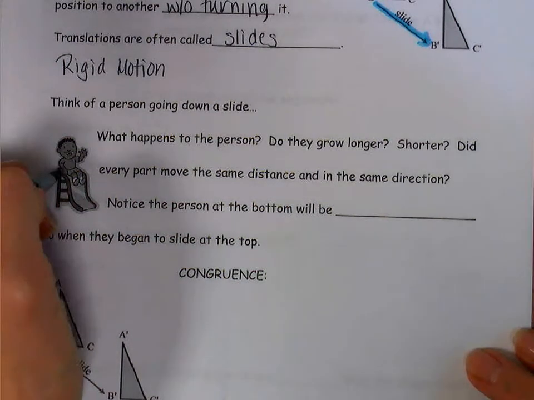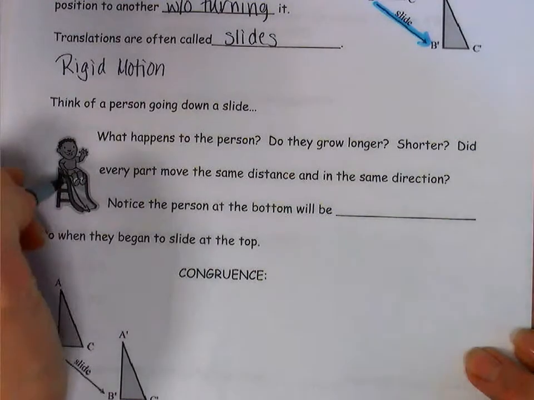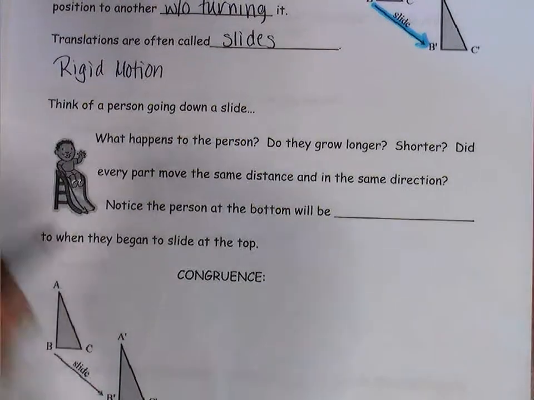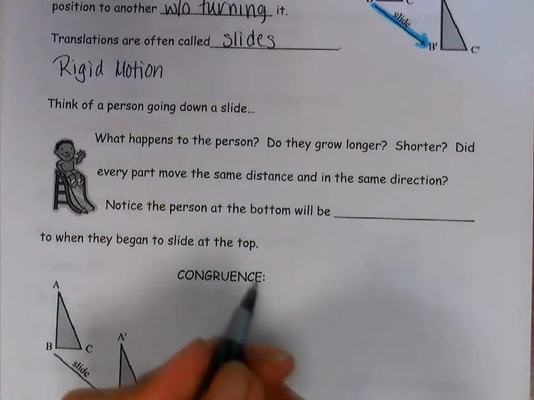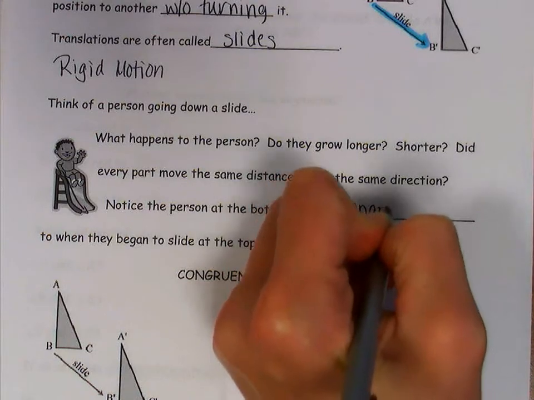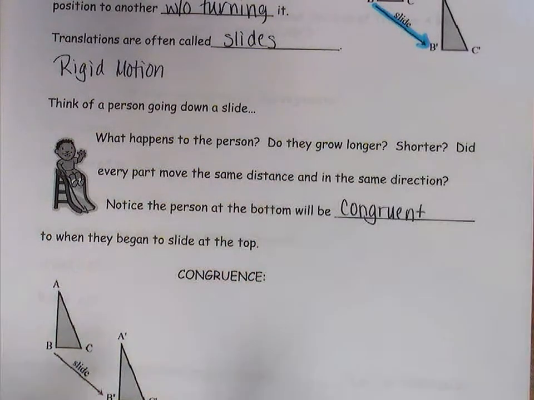And this will be true of this little boy too. If he slid down the slide, he's exactly the same at the top as he will be at the bottom. And this is a concept called congruence. So we can say that the boy will be congruent at the bottom.